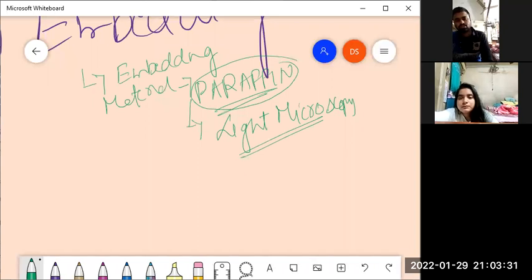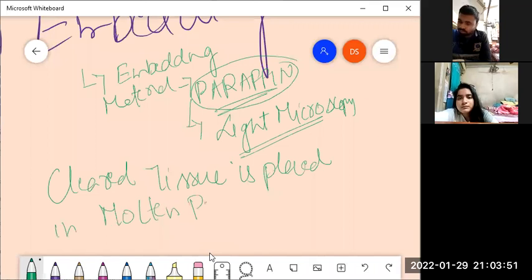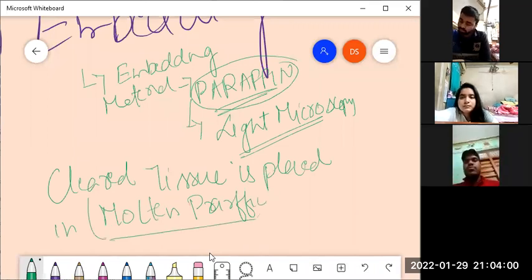We embed the cleared tissue, so the cleared tissue is placed in molten paraffin. This is another advantage of paraffin. By a very little amount of heat, you can make the paraffin melt. It's a kind of waxy material, right? So a little amount of heat can cause it to melt.